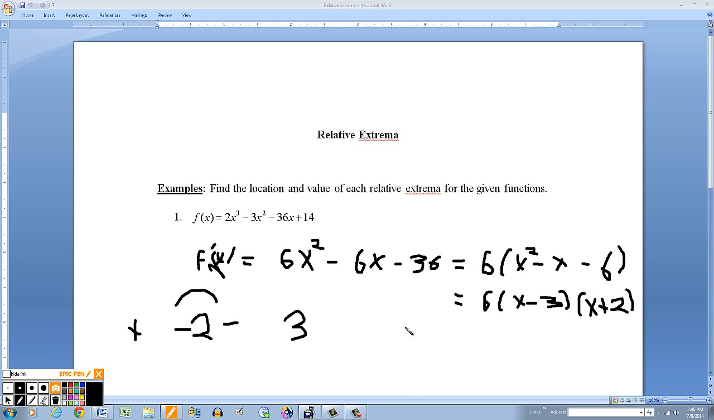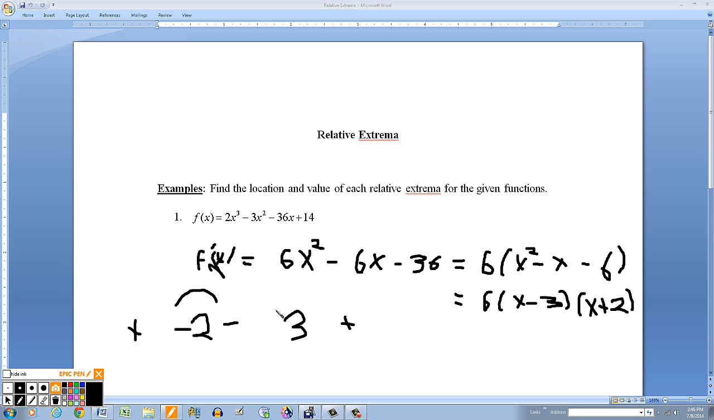Now what happens at 3? Well, at 3, we pick a number less than 3, say 2, put a 2 there, put a 2 there, where the x is over here. So 2 minus 3 is a negative, and 2 and 2 is positive. I have a negative times a positive, so basically it's going to be a negative. To the right of 3, pick a number larger than 3, say 4. So 4 minus 3 over here, and 4 and 2. I have positive, positive, and a positive 6. This gives me a positive.